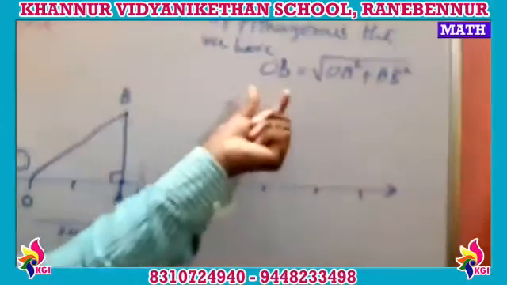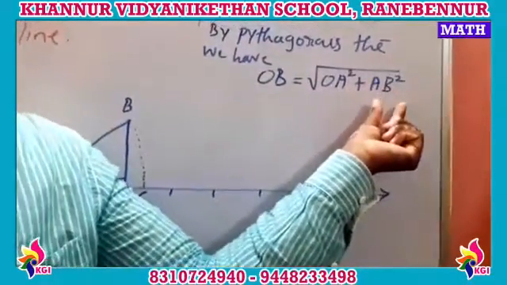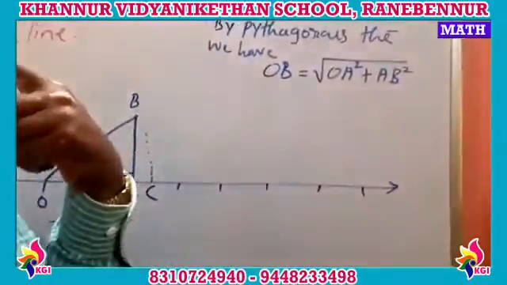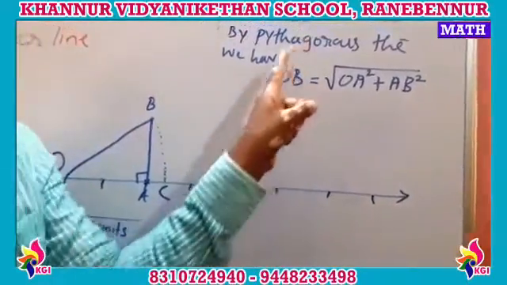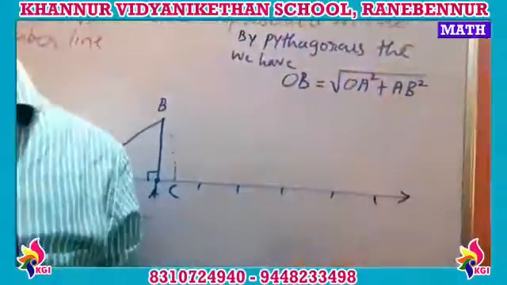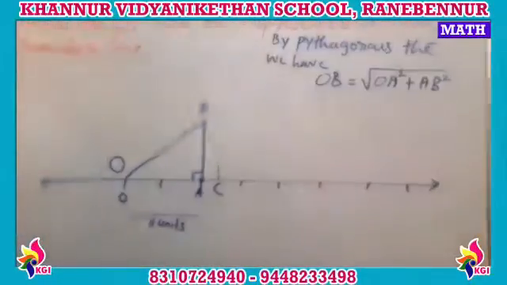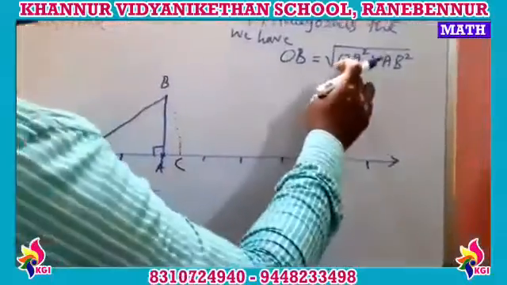Okay, so OB² is equal to OA² plus AB². Here you said the hypotenuse is squared, but here you have not taken the square. So this square has gone to the other side as a square root. Is it right?